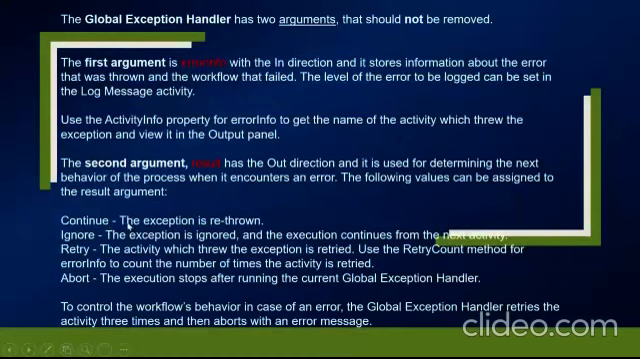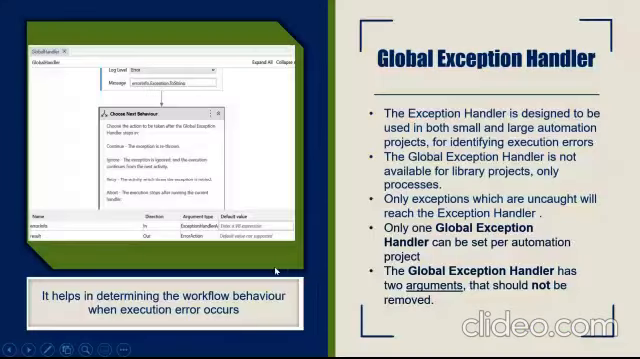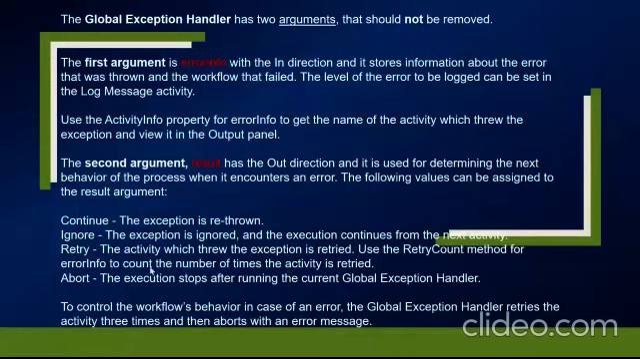First one is continue. The exception is rethrown. If you use continue, then the exception will be rethrown. Ignore means the exception is ignored and the execution continues to the next activity. Retry means that the activity which threw the exception is retried. Use the retry counter method of error info to count the number of times the activity is retried. You cannot see it here, I will show it in the program when we do the example.